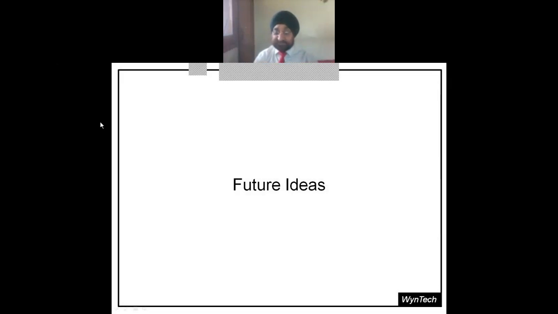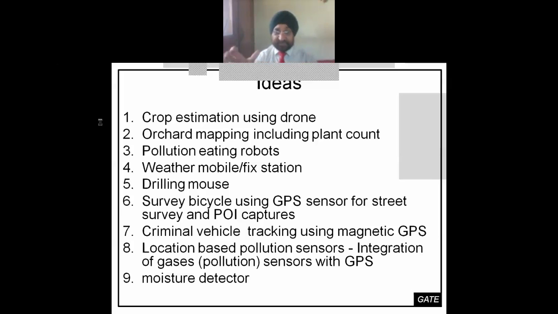Future ideas, some of the future ideas. This also you cannot find anywhere. So these are my own ideas. And crop estimation using drone. This has already been done using satellite images, but on a macro level, and the error factor is more.